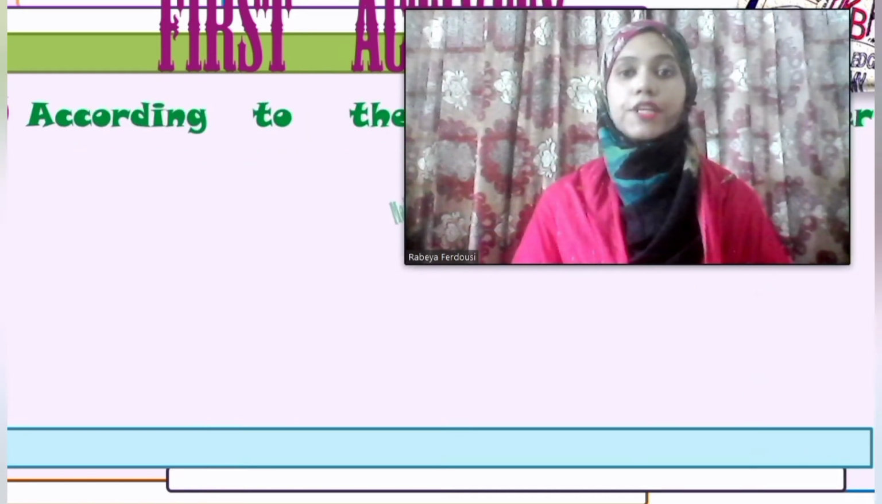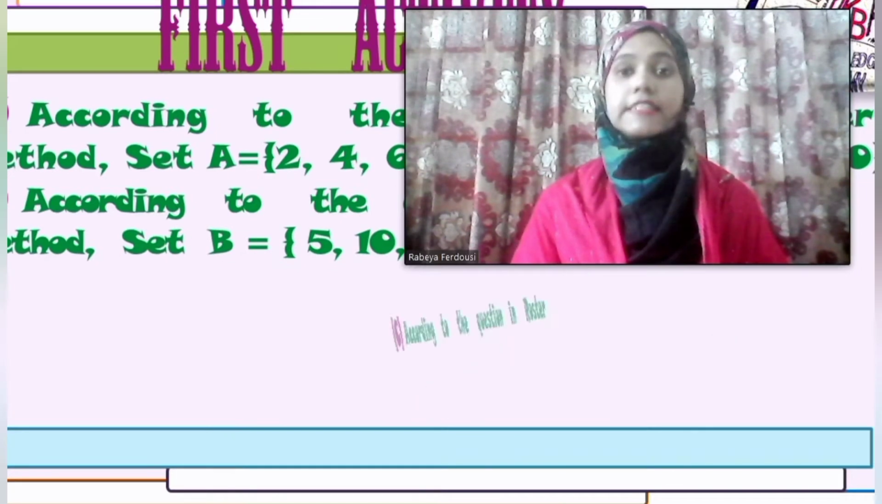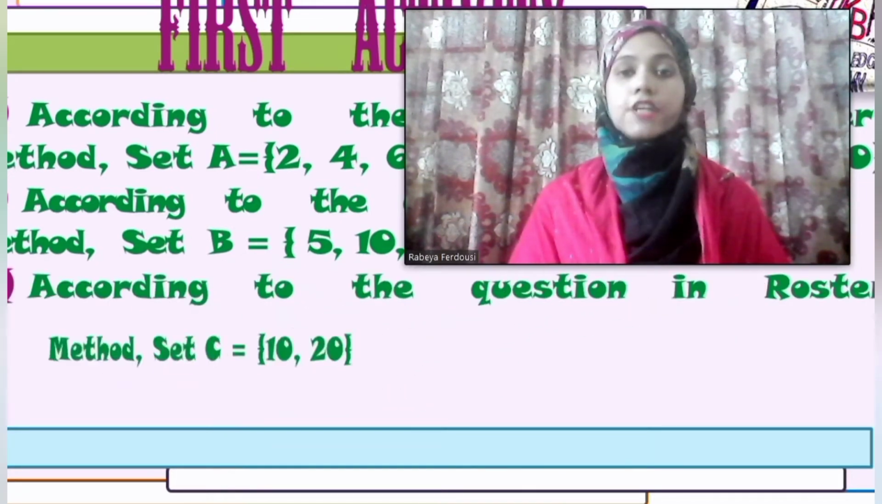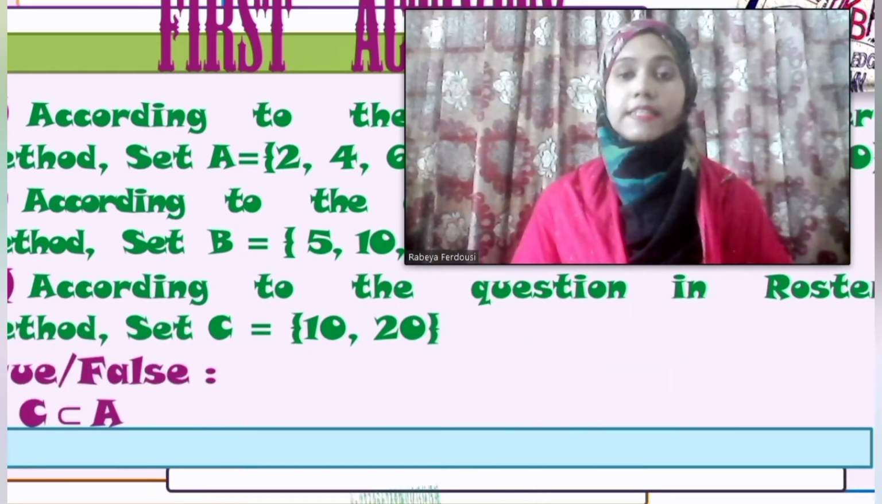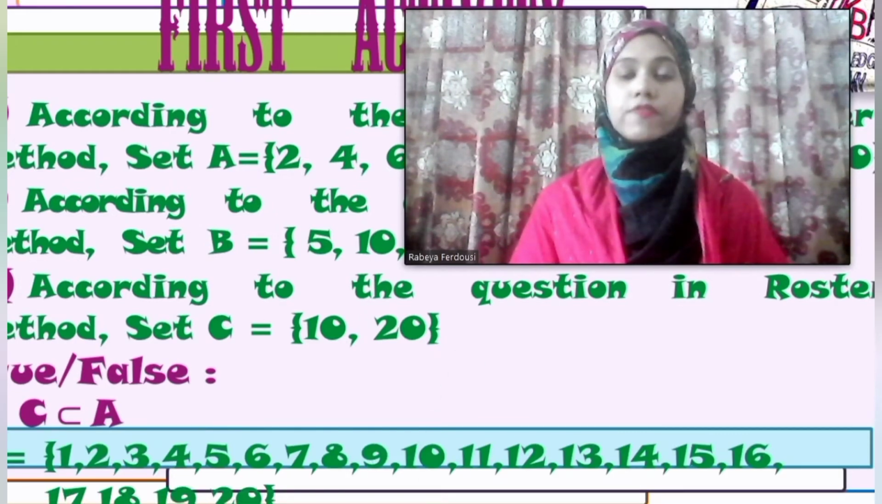As we know, set C contains the numbers 10, 20 and set A contains the elements 2, 4, 6, 8, 10, 12, 14, 16, 18, 20. Here we can see all the elements of set C are present in the elements of set A. So we can say C is a subset of A is a true statement.